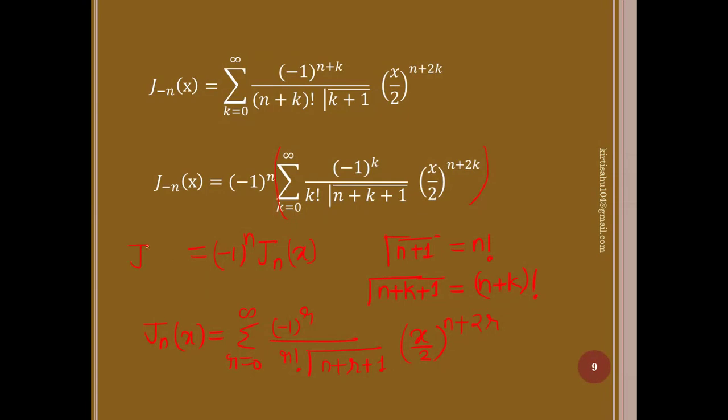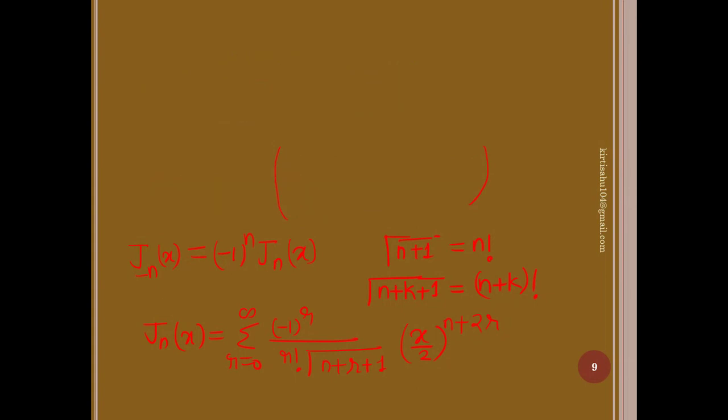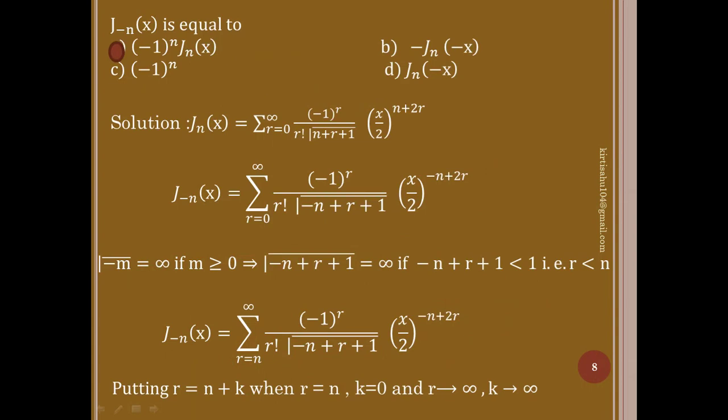So in this way we have J minus n of x is equal to minus 1 raised to n Jn of x. Hence option A is given as the correct answer. So either you can remember this formula, it is very easy to remember: J minus n of x, just remove this minus sign, so we have Jn of x, and this minus sign will be raised to the power n, so we have minus 1 raised to n. In this way one can remember it.